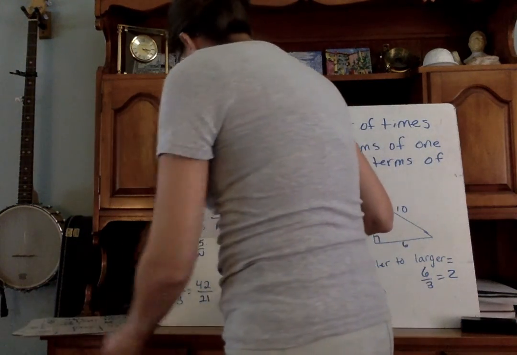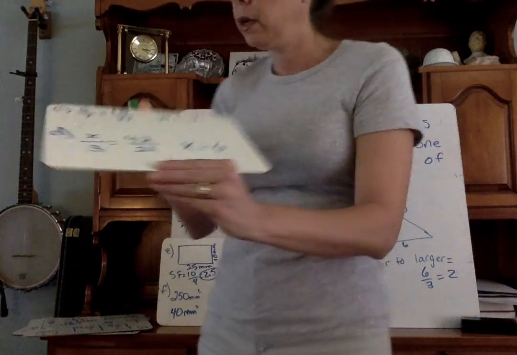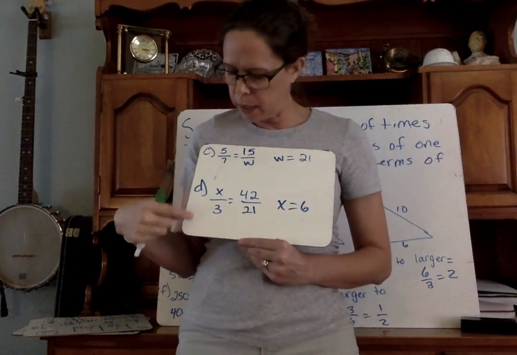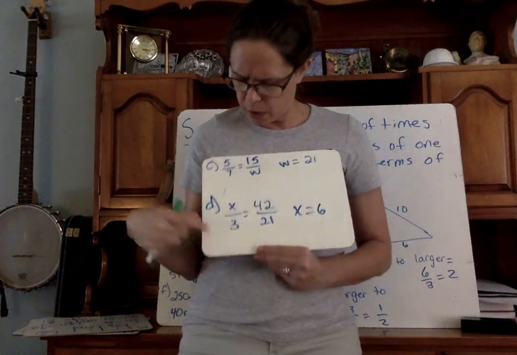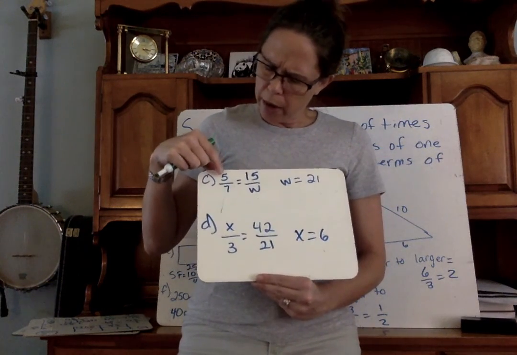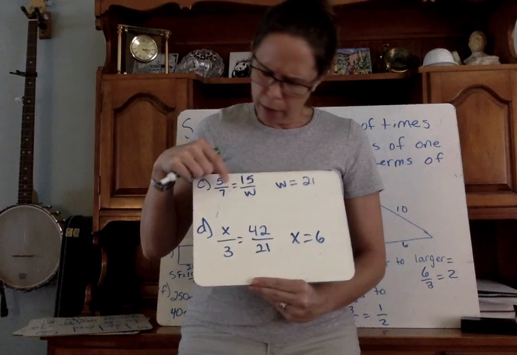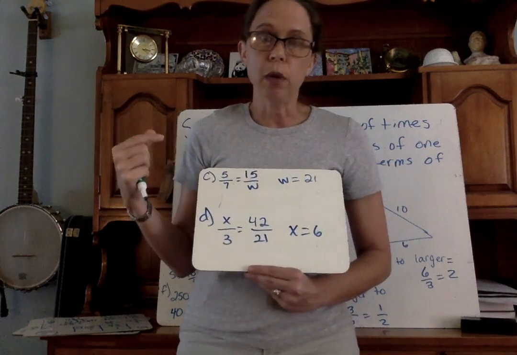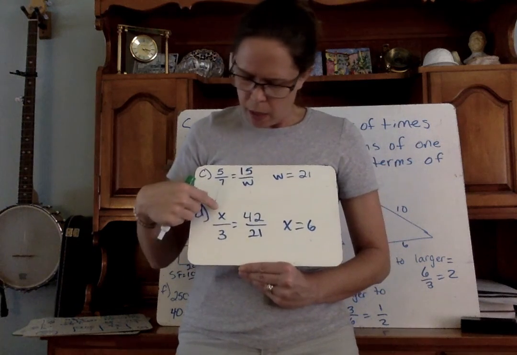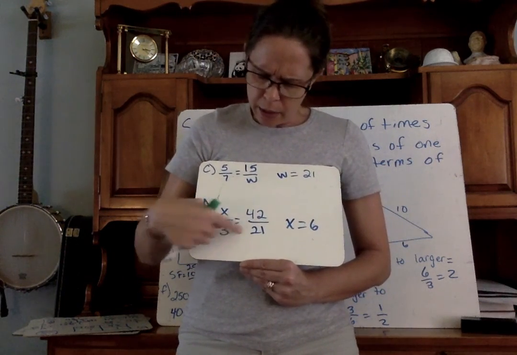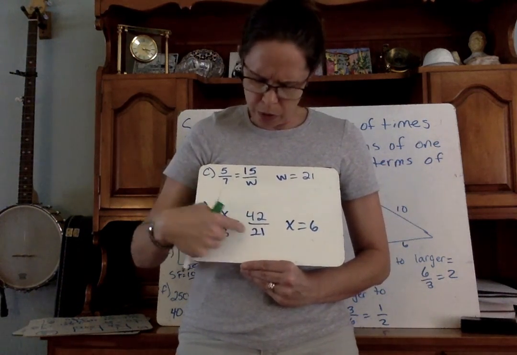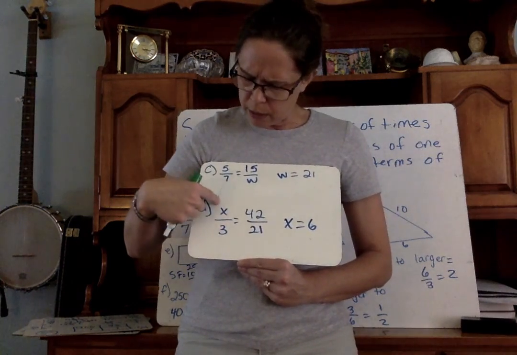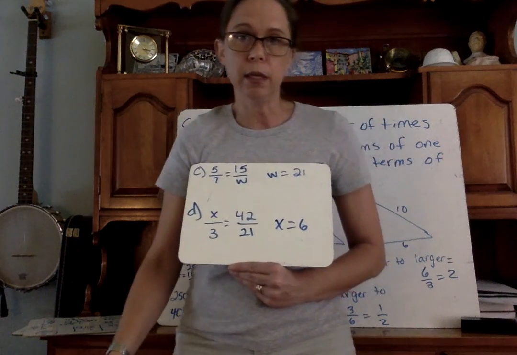On C, we're headed to scale factor, and they give us some proportions, and instead of solving them by using cross products, they want us to solve it by using scale factor. So on this one, I said, well, how do I get from 5 to 15? I multiplied by 3. So I do the same thing down here, 7 times 3, and W is 21. Down here, I have to solve this one, so I'm going to see how do I get from 21 to 3. I divide by 7. 42 divided by 7. X has to be 6.